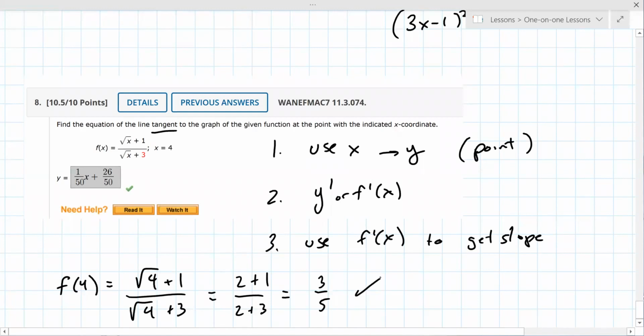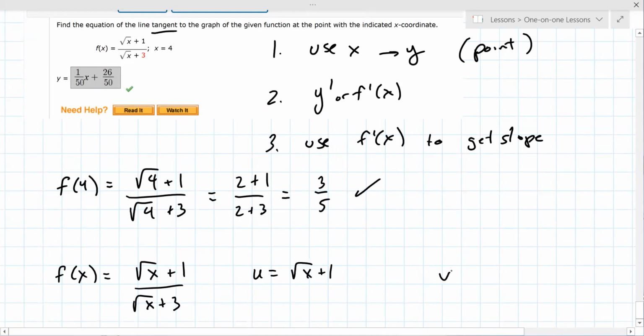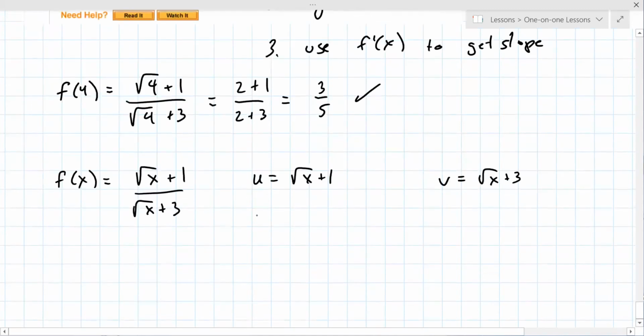Now you need to find the derivative. This is the hard part. This is the part where you need the quotient rule. So your f of x is square root of x plus 1 over square root of x plus 3. Your u is the square root of x plus 1. Your v is the square root of x plus 3. U prime now becomes 1 over 2 square root of x.